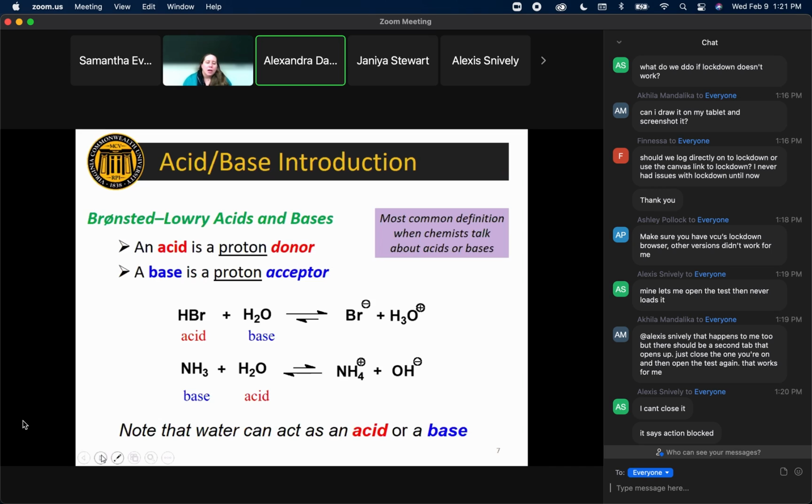So I also want to point out here, we've got two different equations. Both of them have water in them. And in one case, the water is acting as a base to accept a proton and make H3O plus. In the other, water is acting as an acid to give a proton, leaving behind an OH minus. So water can act either as an acid or a base. And it's not the only molecule that can do that. A lot of different molecules can do that.